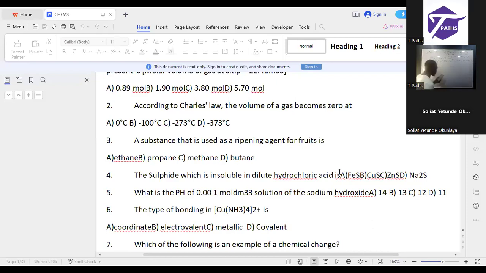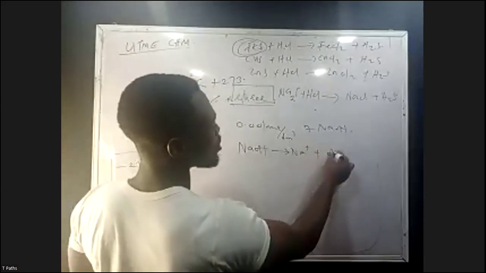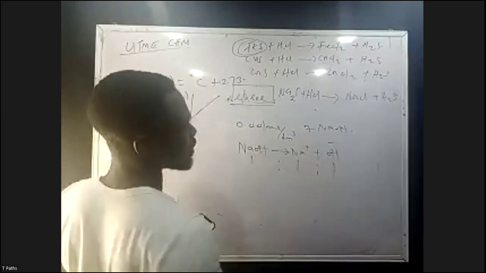The pH of sodium hydroxide: you are given 0.001 mole per dm cube of sodium hydroxide. So this is the concentration of the sodium hydroxide, and you want to get the pH. Now what you do is, your sodium hydroxide is a base. When it ionizes, it gives you what? Na plus and OH minus. Look at this. This is 1:1:1.